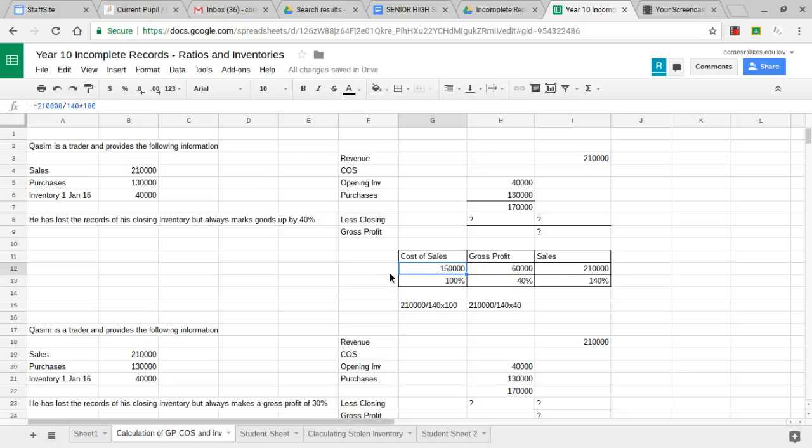And I can do a double check now to make sure that I've done it correctly, because my 100% figure is 150,000. Add on my gross profit, 60,000, and that comes to the selling price or the selling revenue. So I've done it correctly, and now it's quite easy because I know that my cost of sales is 150,000. I know that my gross profit is 60,000.